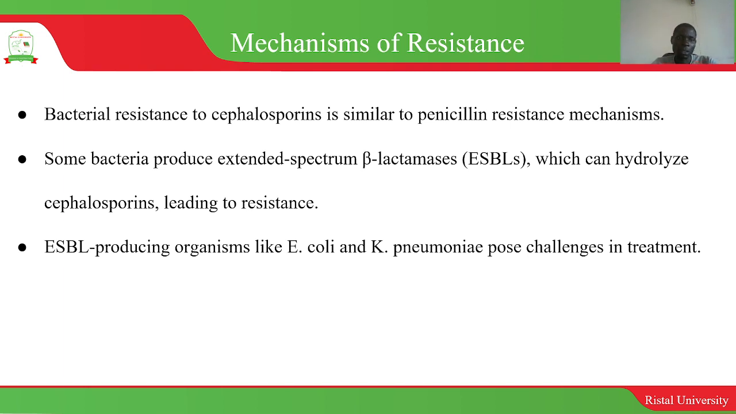Mechanisms of resistance. Bacterial resistance to cephalosporin is similar to penicillin's resistance mechanisms. Some bacteria produce extended spectrum beta-lactamases, which can hydrolyze cephalosporins, leading to resistance. So this is the mechanism through which, again, resistance can develop towards our cephalosporin. So no drug is safe. Bacteria always find a way to evolve and try to become resistant. So not even the cephalosporins are free from resistance issues. Okay, so we have the extended spectrum beta lactamase producing organisms like the E. coli and Klebsiella pneumoniae poses challenges in the treatment.